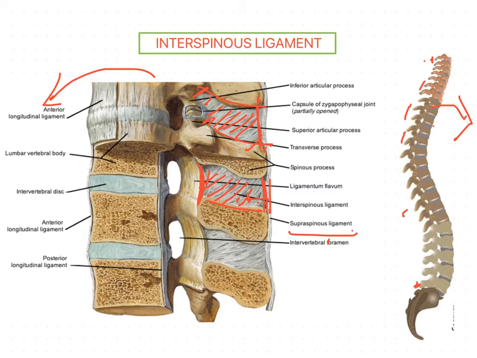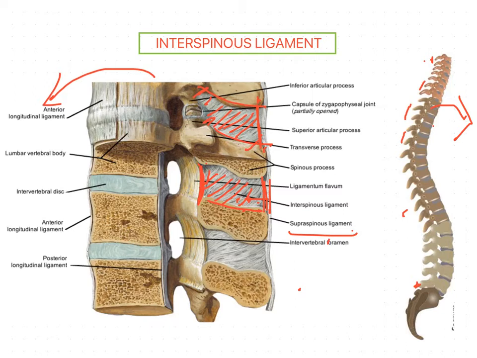This interspinous ligament has more function in the lumbar region. Here in the lumbar region the fibers are broader and thicker, and quadrilateral in shape, whereas in the thoracic region these fibers are also broader and thicker.